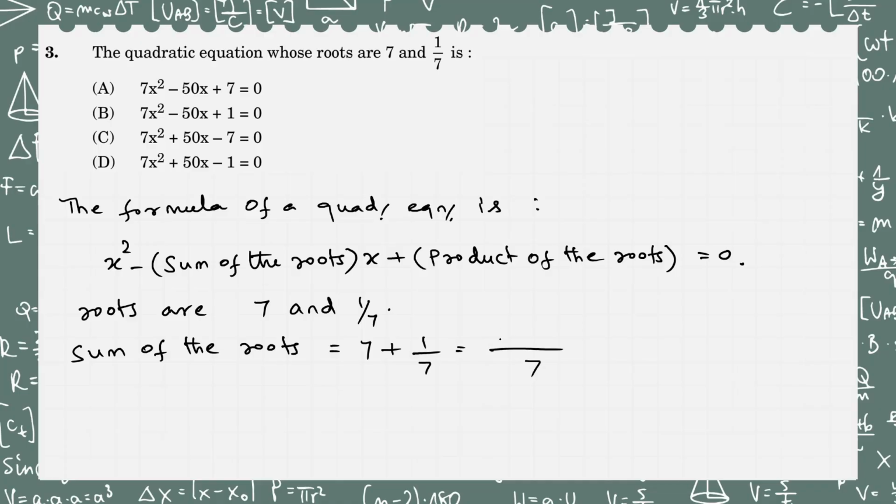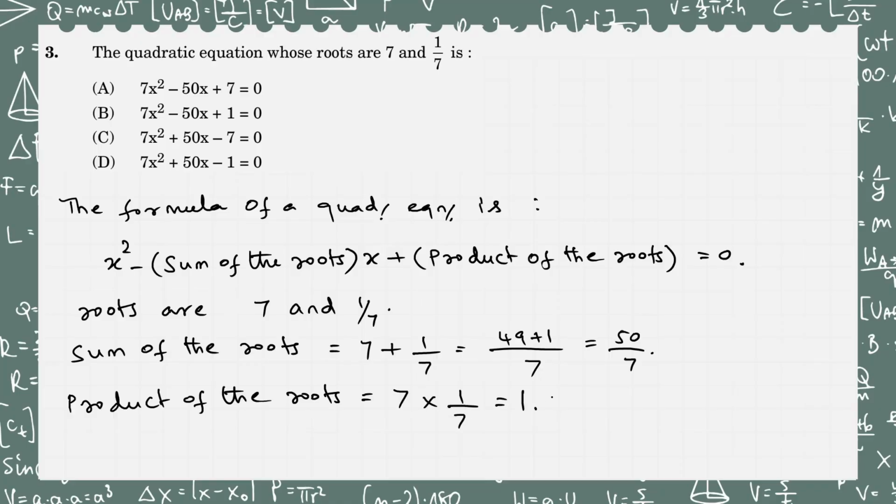Taking 7 as LCM, we get 49 plus 1 by 7, which is 50 by 7. And the product of the roots will be 7 multiplied by 1 by 7, which is 1. So therefore, the required equation is x square minus the sum of the roots, 50 by 7, into x plus the product of the roots, 1, equal to 0.